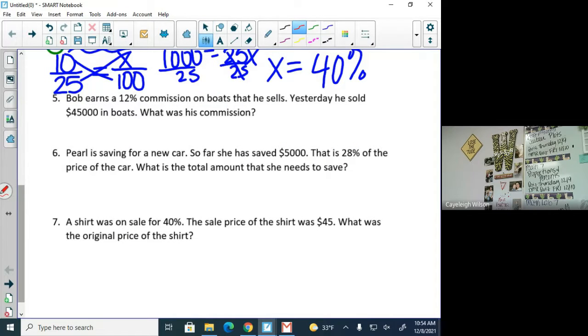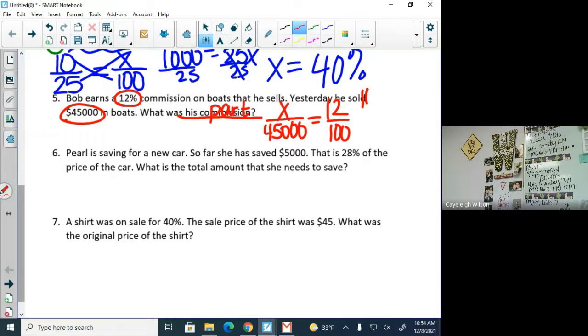All right, so Bob earns 12% commission on votes that he sells. Yesterday, he sold 45,000 in votes. What was his commission? We said tip, tax, commission, discount are always the part. So it basically says, what was his part? The whole amount that he sold in votes that day was 45,000 at a 12% commission. What part was commission?